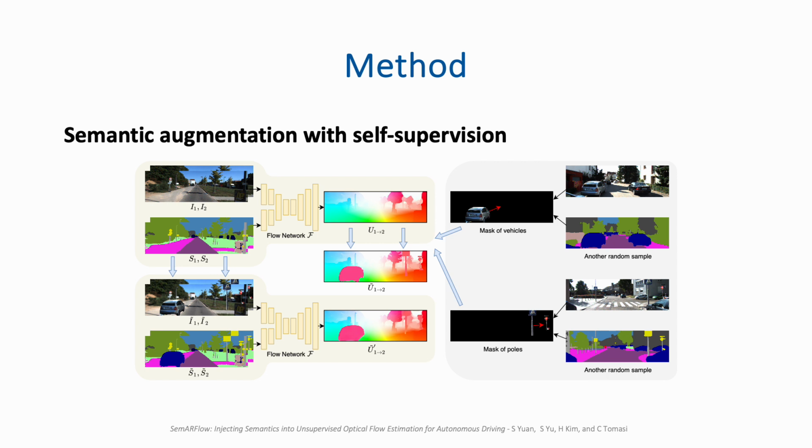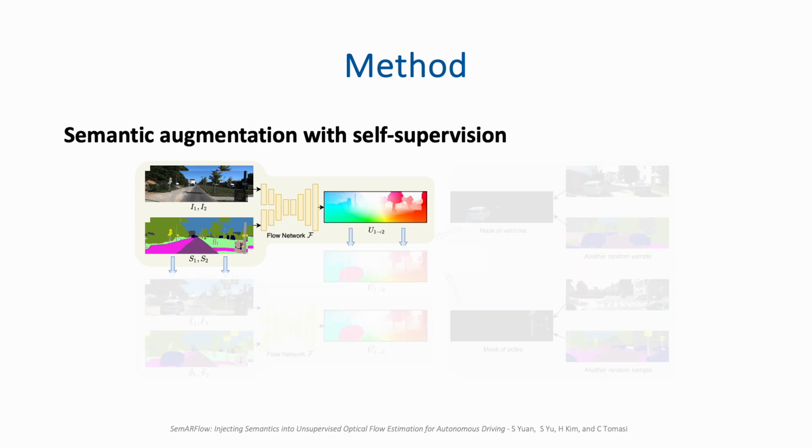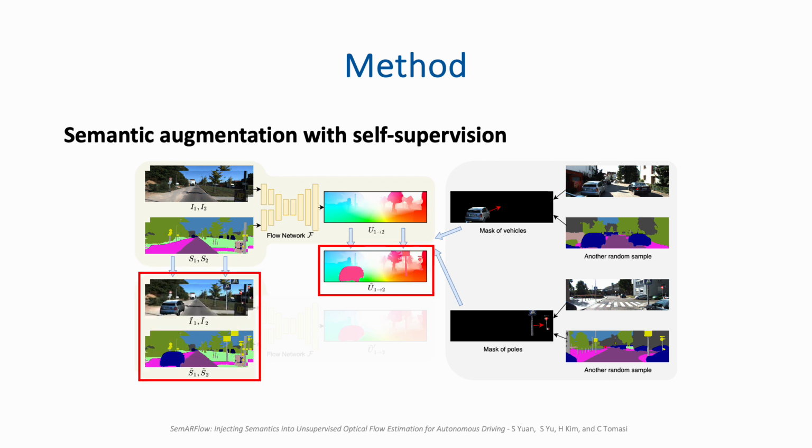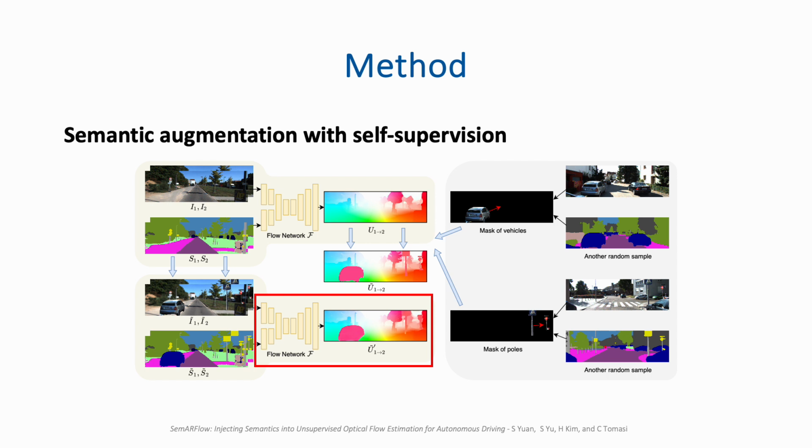To better train our network, we also propose a semantic augmentation module with self-supervision. Specifically, similar to SemARFlow, we first estimate flow and compute photometric loss in the first forward pass of the network. Then, we extract vehicles, street signs, and poles from some other random samples. We copy and paste these objects into the current training sample to generate a new augmented sample as well as its pseudolabel. Finally, we estimate flow for the augmented sample in the second forward pass, which is self-supervised by its pseudolabel. This strategy helps better train flow in occlusion regions and around object boundaries.